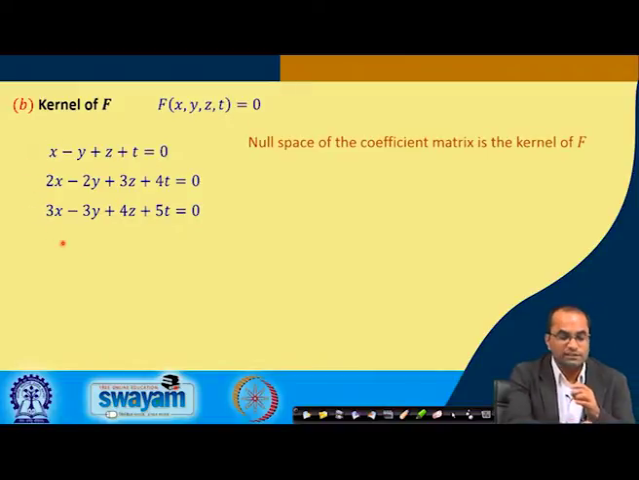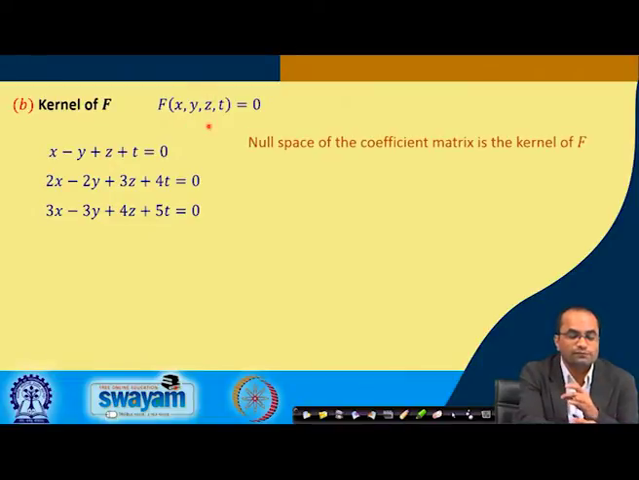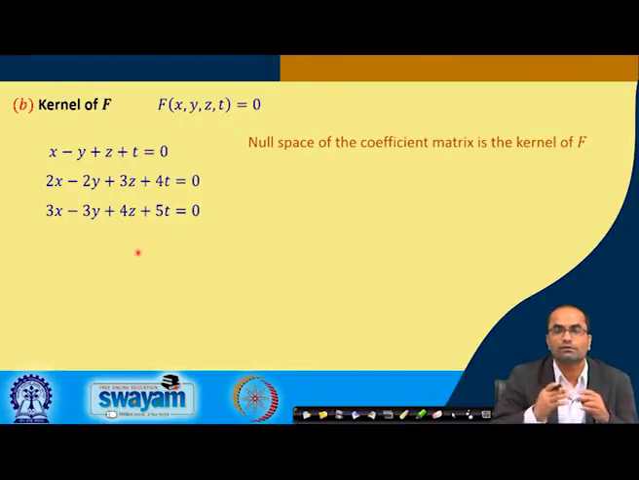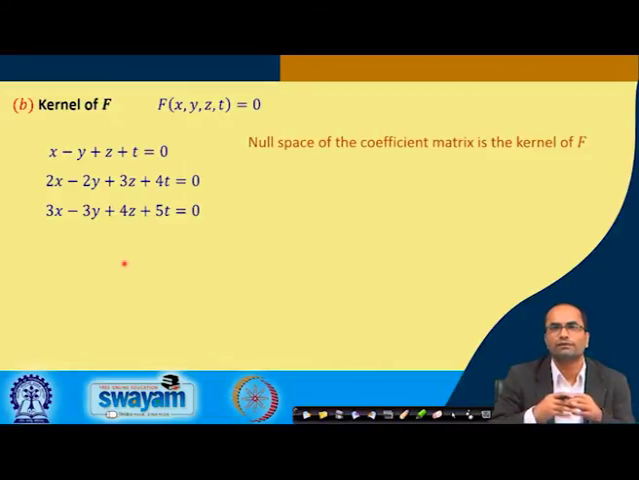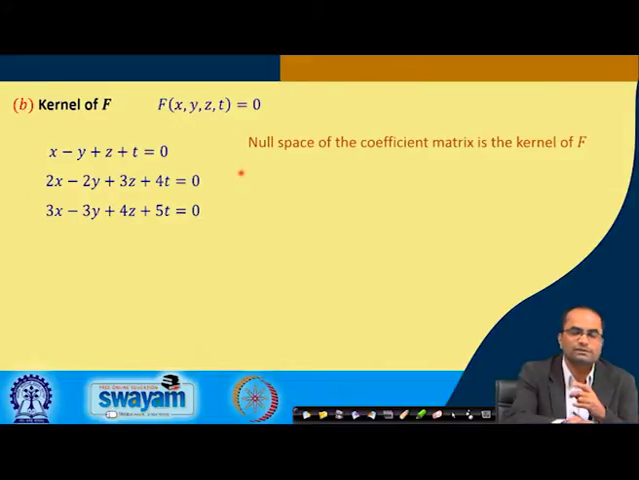So, the null space of this coefficient matrix will be the kernel of f, because what is the kernel of f? It is all those vectors in R 4 whose image is 0 in R 3. So, what do we need to solve? We need to solve this system of linear equations and find out how many linearly independent solutions there are, in other words the generators of the solution of this system of homogeneous equations. From there we will find the dimension of the kernel and the bases of the kernel.